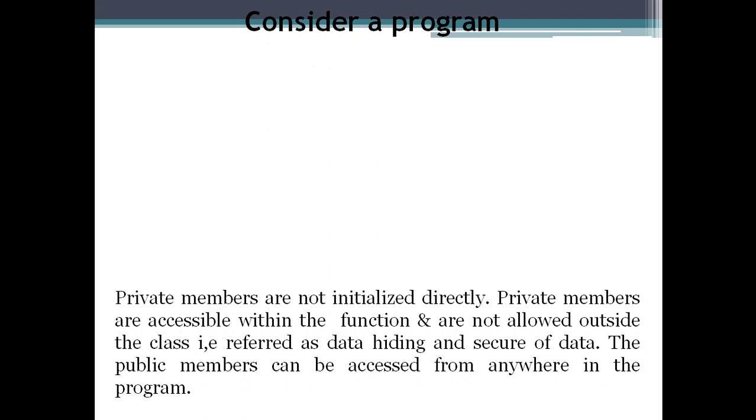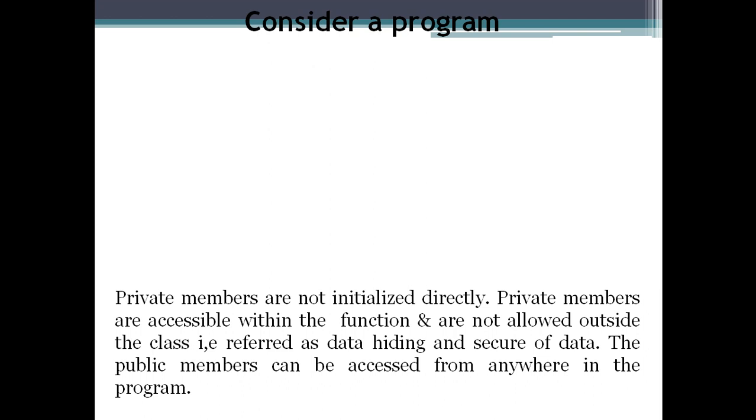Whenever you're taking private members, they are not initialized directly. That's the first rule, based on the two examples you have taken: private members cannot be initialized directly. Next, private members are accessible within a function, and they are not allowed to be accessed outside the class or outside the function. Through that we can verify data integrity and also provide security to the data. But the public members can be accessed from anywhere in the program.